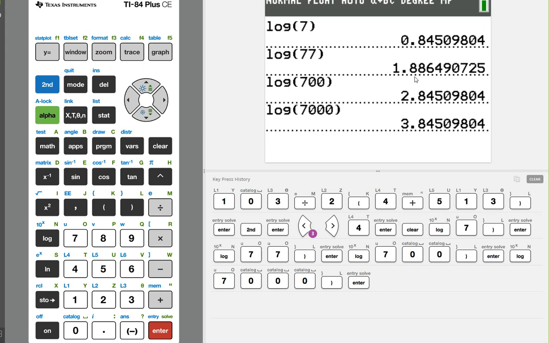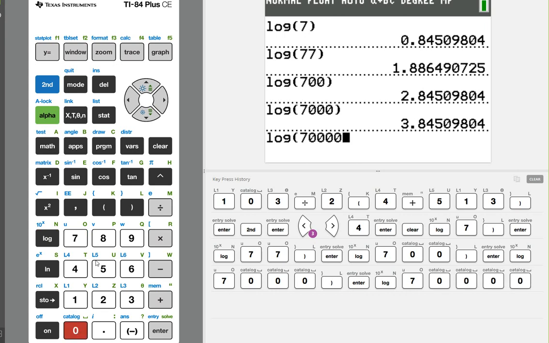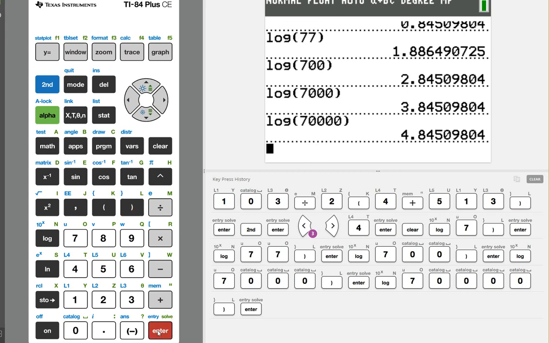Now what I want you to notice is how many digits there are in the number and then something about the logarithms. Can anyone predict a little pattern? If I did log of 70,000, I have no idea exactly what the number is going to be, but I can tell you a little bit about it. I think it's going to be 4 point something. Can you see how I'm getting that? So this number here is 1 less than the number of digits you have.